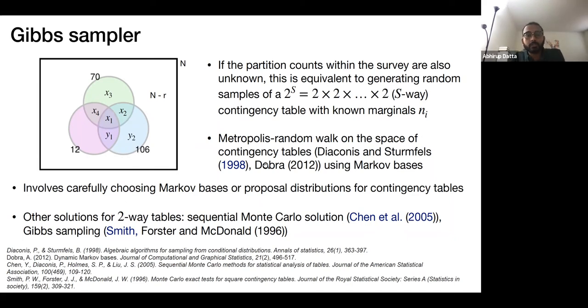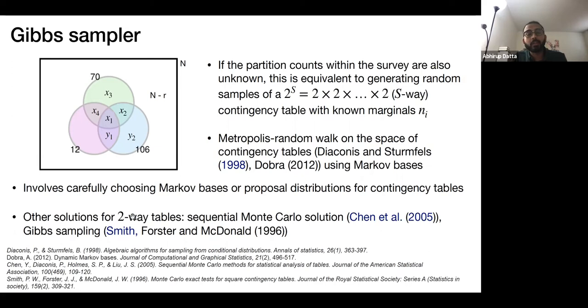And so there is a very classic work on Markov bases by Diaconis, who proposed a random walk on the space of contingency tables, and Markov bases are small movements you can make in that space, to explore the space in a Metropolis setting. And there has been work by Adrian Dobra on local Markov bases. These are very sophisticated work, but it also involves carefully choosing the Markov bases or proposal distributions for the contingency tables. A solution with Gibbs sampling avoids that.